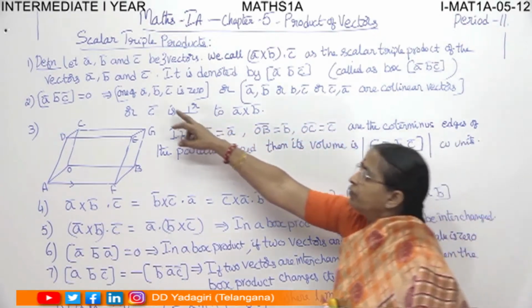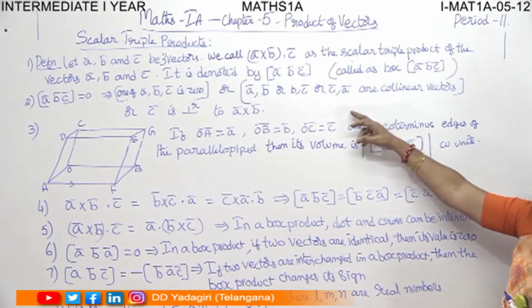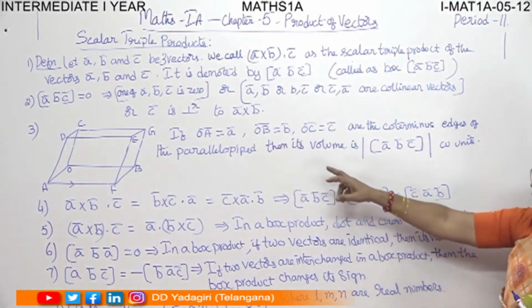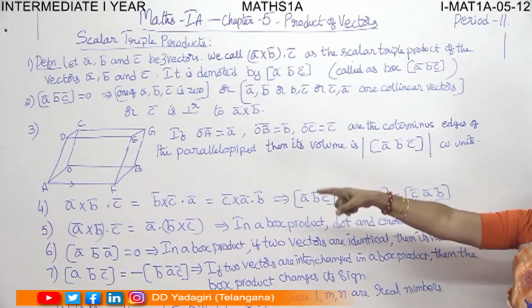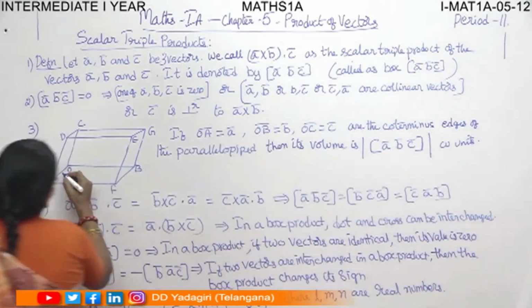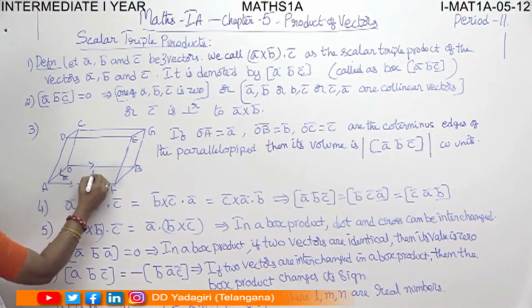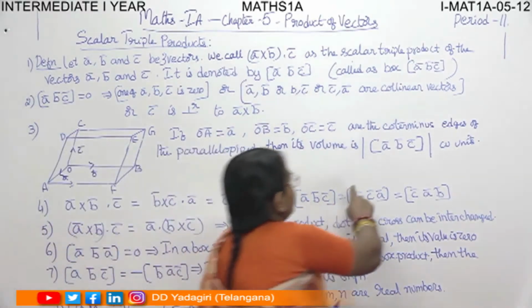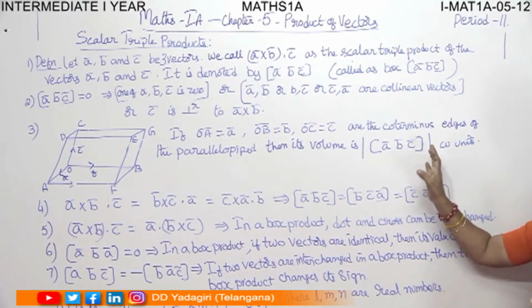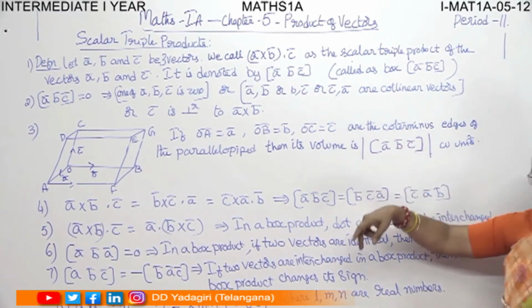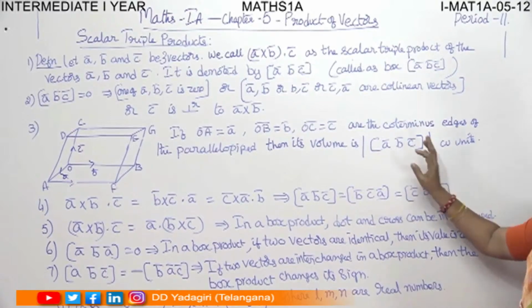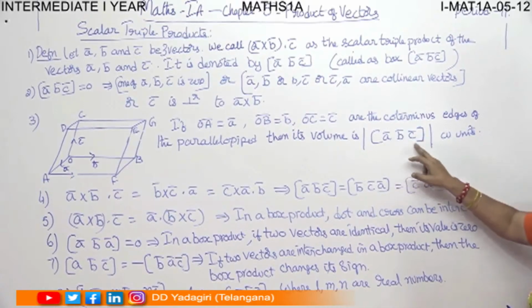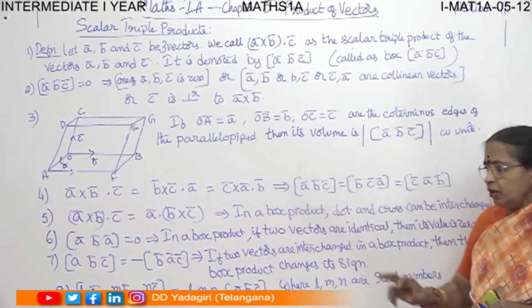Then either one of A, B, C is 0, or A, B or B, C or C, A are collinear vectors, or C is perpendicular to A cross B. So the volume of a parallelepiped with edges A, B and C is the modulus of the box product ABC. Sometimes we may get a negative value if they are in the left hand system. Whatever it is, you take the modulus of it, so volume is positive. The box product of ABC is the volume of the parallelepiped.